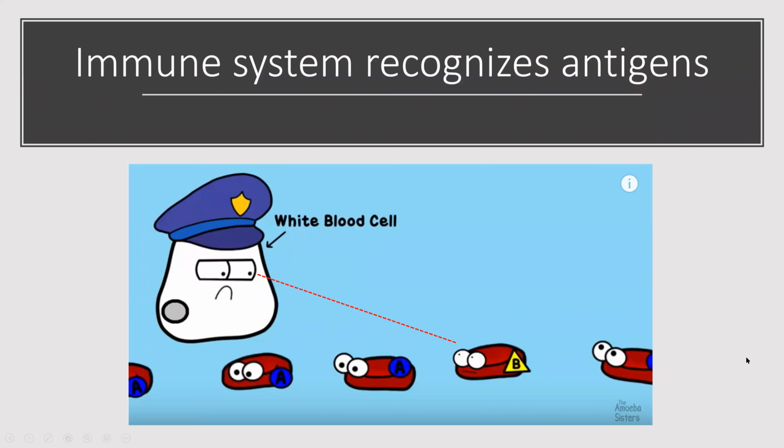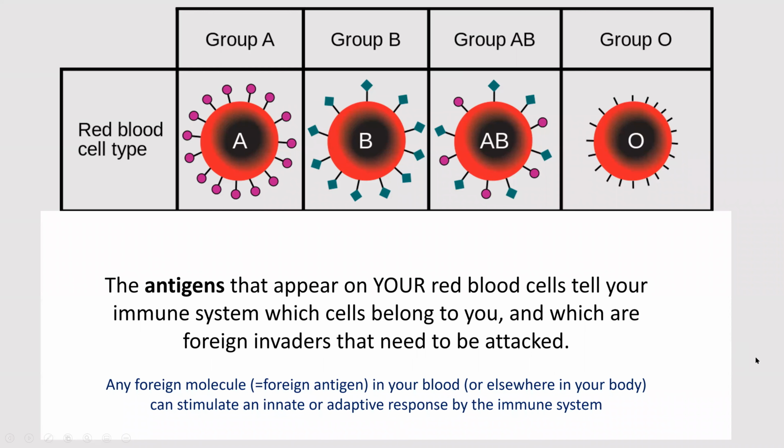So, these antigens can be really useful to protect yourself from invaders. So anything that is foreign in your body, we can consider an antigen. But if someone gets a blood transfusion and they don't have the same surface sugar tags that your blood actually has, so in this case, you can see that this would be someone's bloodstream where they have type A blood. If type B blood is put in there, those antigens can be recognized by your immune system. So the antigens that appear on your red blood cells tell your immune system which cells belong to you and which are foreign invaders that need to be attacked.